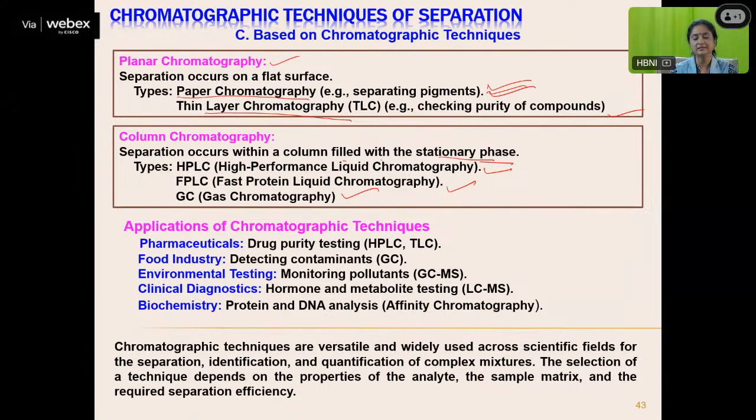Now, what are the various applications of chromatographic techniques? In all the fields, wherever you think of widely, everywhere you find the use of chromatographic techniques. It is pharmaceuticals, food industry, environmental, clinical, biochemistry. These are very versatile, widely used across scientific fields for the separation, identification, and quantification of complex mixtures. The selection of a technique depends on the properties of the analyte, the sample matrix, and the required separation efficiency.